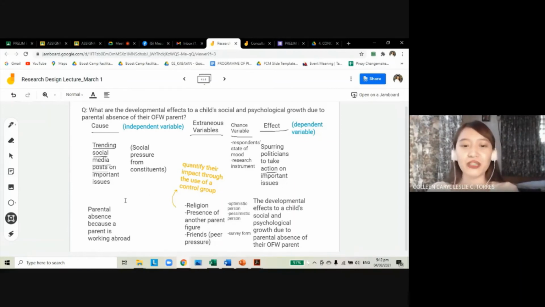Kay kung mag-introduce ka og control group dire, just like what I mentioned, the control group could then be separate na to ning duha ka example.